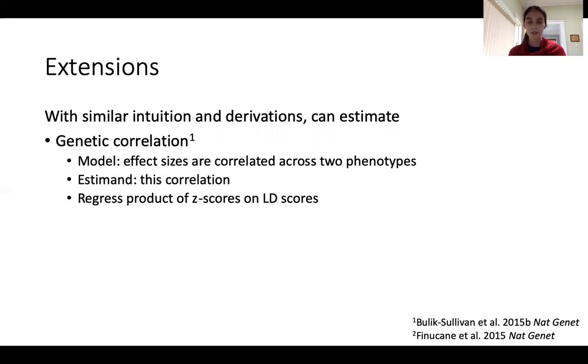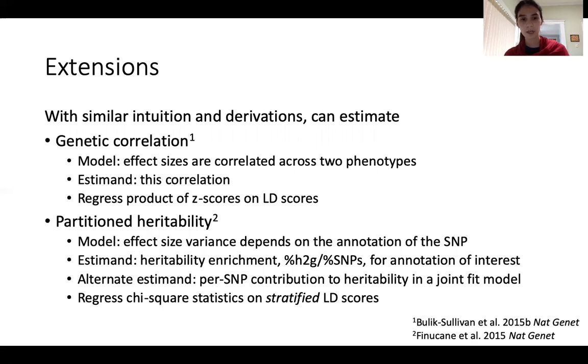And so then we can estimate this correlation by regressing, instead of chi-square statistics on LD scores, we regress the product of Z scores on LD scores. And we can also do partitioned heritability.